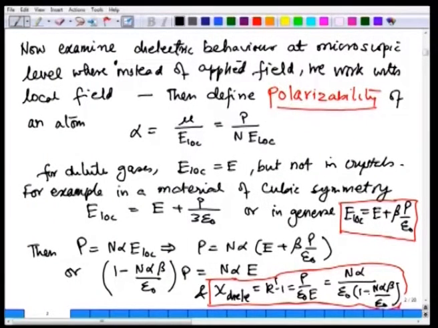Now if you look at the mathematics of this, go back to the structure which I was talking about. The dielectric constant K prime, connected to susceptibility, is given by n alpha epsilon naught over 1 minus n alpha beta epsilon naught, and remember this alpha is the quantity called polarizability.